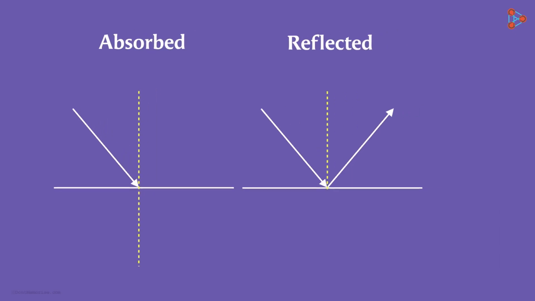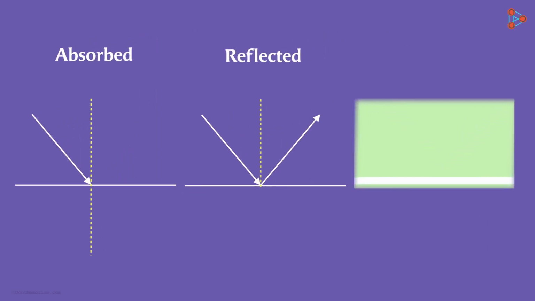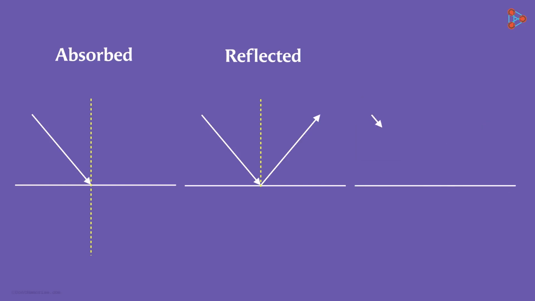You can think of reflection as similar to the tennis ball bouncing off the surface. The light also reflects off the surface of an object just like the bouncing ball. The third case is when some light may get transmitted through the surface and leave from somewhere else.